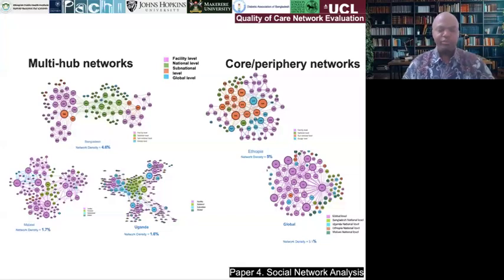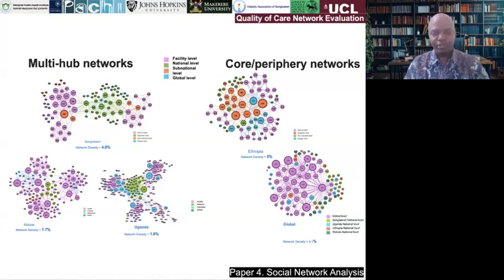So when we consider the network structure as part of the results, we can see that Bangladesh, Malawi, and Uganda were multi-hub networks, meaning that there were multiple clusters of actors, both facility and district network. But the Ethiopia and the global level were more centralized core-periphery structures, with central actors at the core and other actors in the periphery.